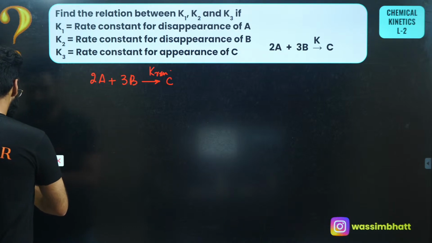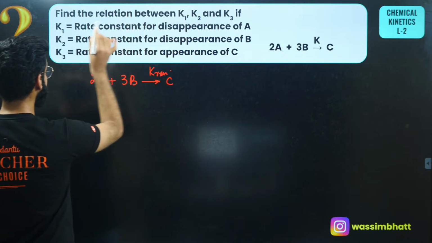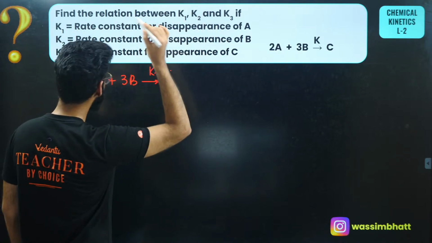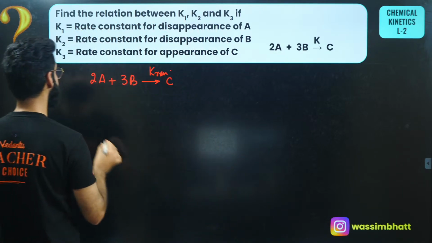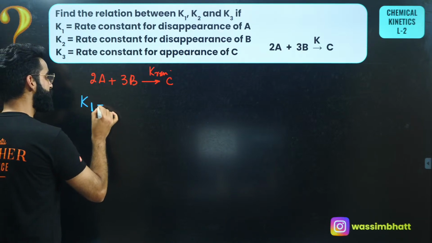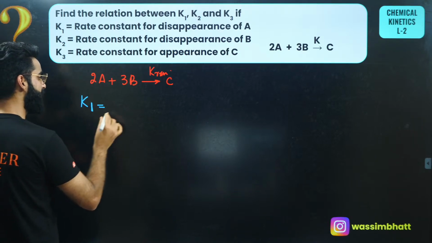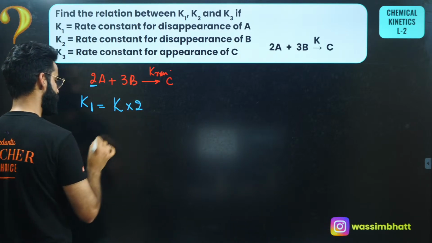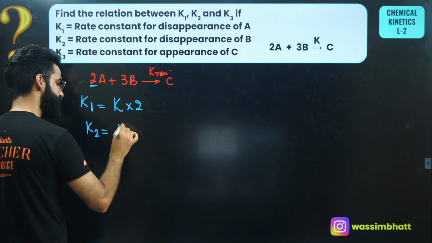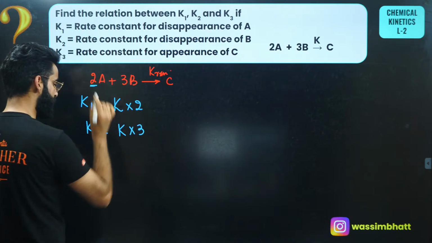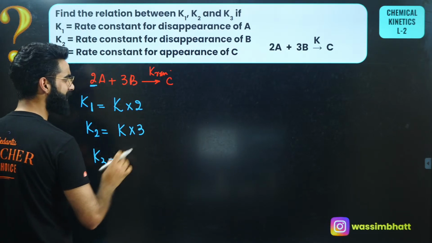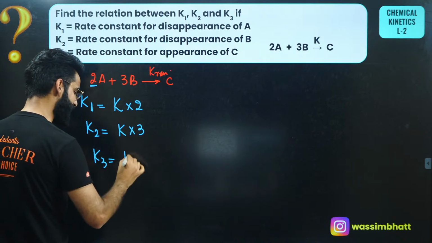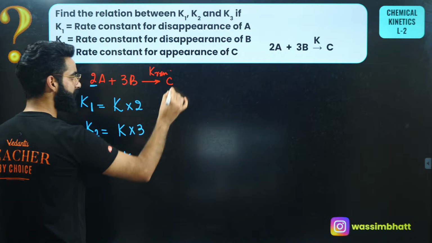Find the relation between K1, K2 and K3. K1 is the rate constant of disappearance of A, K2 is the rate constant of disappearance of B, K3 is the rate constant of appearance of C. So I'm writing K1, rate constant of disappearance of A, will be equal to rate constant of the reaction multiplied by stoichiometric coefficient of A, that is 2. Similarly, K2 is the rate constant of the reaction multiplied by stoichiometric coefficient of B. Similarly, K3, the rate constant of appearance of C, is going to be equal to rate constant of the reaction multiplied by stoichiometric coefficient of C.